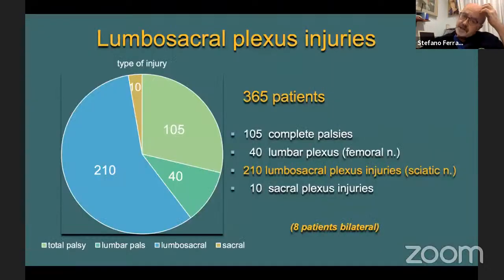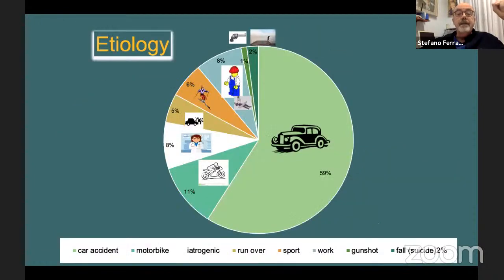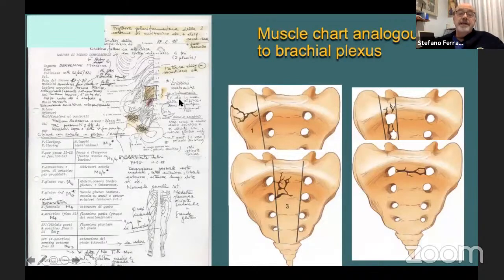So this is a series of lumbosacral plexus lesions, just to show you how the vast majority are lesions with involvement of the sciatic nerve. The initiating cause is most often a car accident. The motorbike is also relevant, but also work accidents, falls from a height, and iatrogenic injuries. You can make a classification with a chart like in the brachial plexus, and it is very important to try to localize the lesion, anticipating where the problem is.